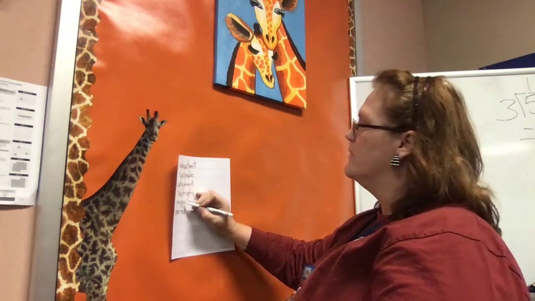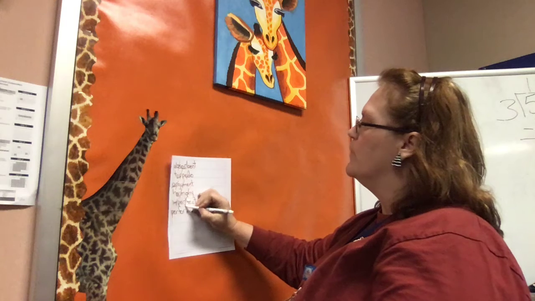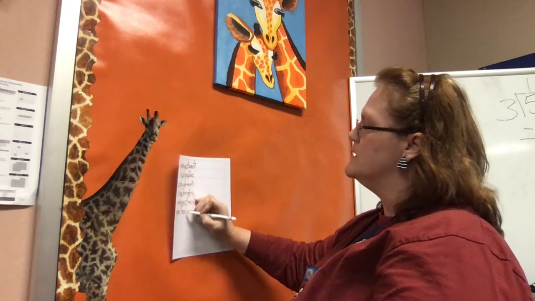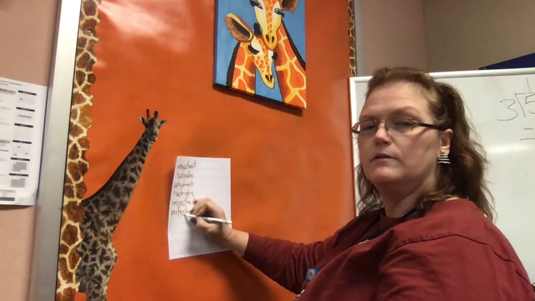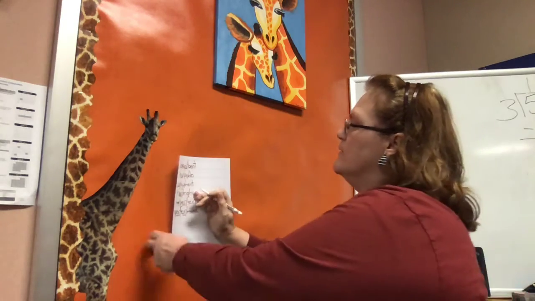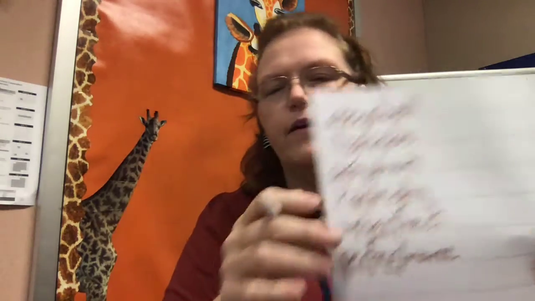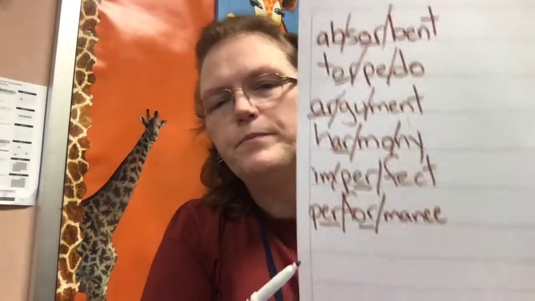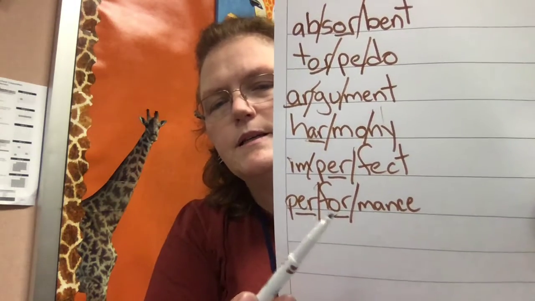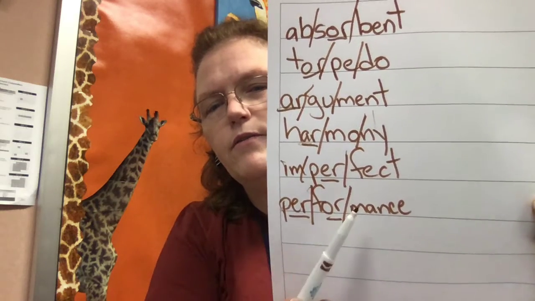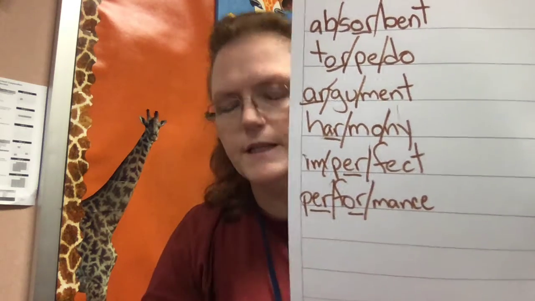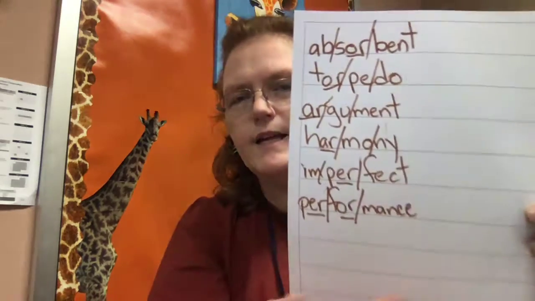The AR stays together. Imperfect, the ER stays together. Performance, this one has two too. OR and ER. And they both stayed together. Performance. See, ooh, this is hard. They have two blends.